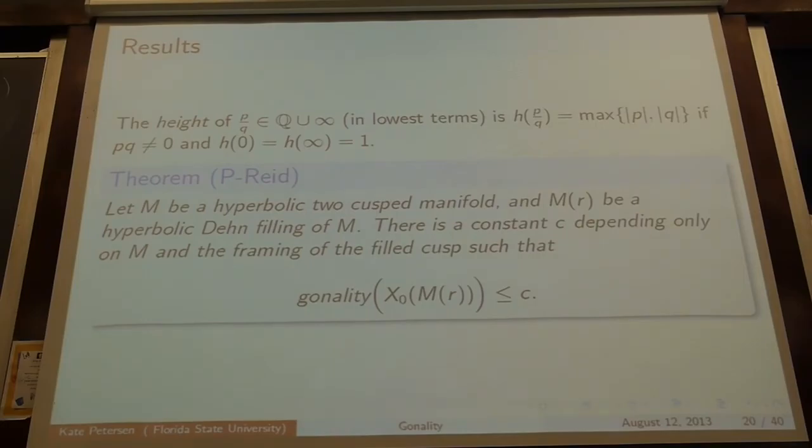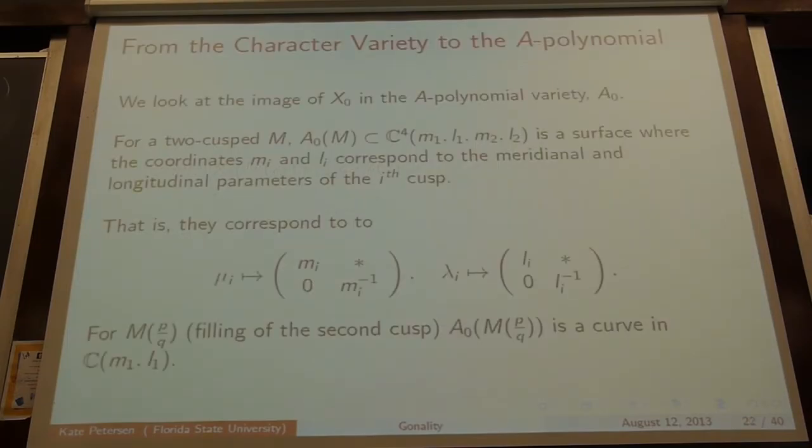Okay, so we're just going to talk about this theorem. I want to show you that I take my two-cusp manifold, I do an infinite number of fillings on one cusp, and the gonality is bounded independent of the filling parameter. First of all, I'm not going to talk about the character variety, because when I figure out all these equations, this is always a curve in this case, but it could live in a high-dimensional ambient space. So instead, I'm basically going to look at the A-polynomial. Take the mapping from the character variety to, in this case, C4. We start with M.